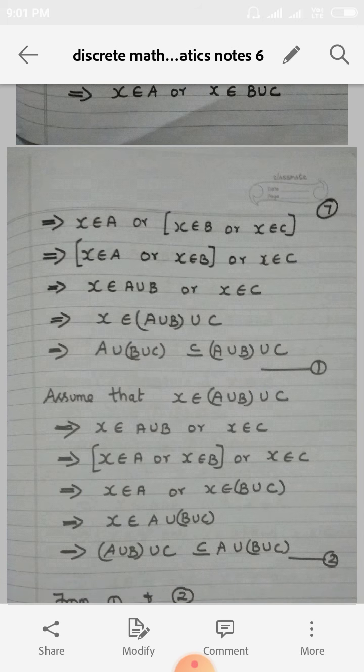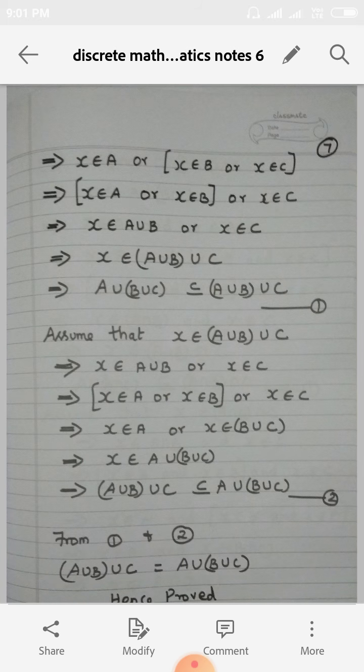Next, we have to rearrange the bracket. Put the bracket for the first two terms, that is X belongs to A or X belongs to B, in one bracket, or X belongs to C. The first two terms contain X belongs to A union B because it contains OR. So we can write it as X belongs to A union B or X belongs to C. That is X belongs to A union B union C. This is nothing but A union of B union C contains or equal to A union B union C. Mark it as equation number 1.